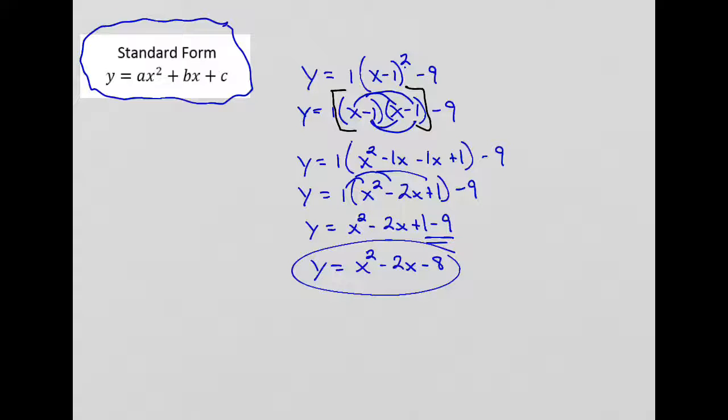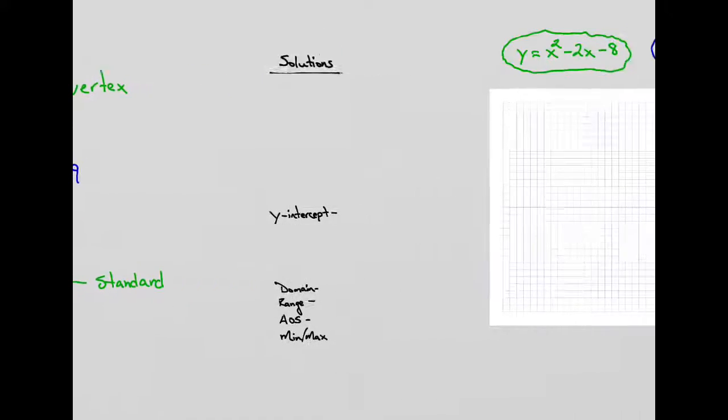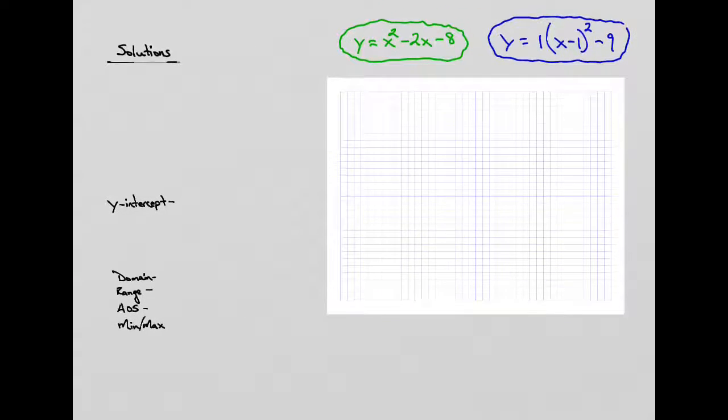Awesome. So now I've got two different versions of an equation. I have this one here, which is my vertex form, and this one here, which is my standard form. And I'm going to actually use those two pieces of information to find some other things that I need. So we're going to take our vertex form and our standard form, and we're going to go through and find all of this stuff right here.